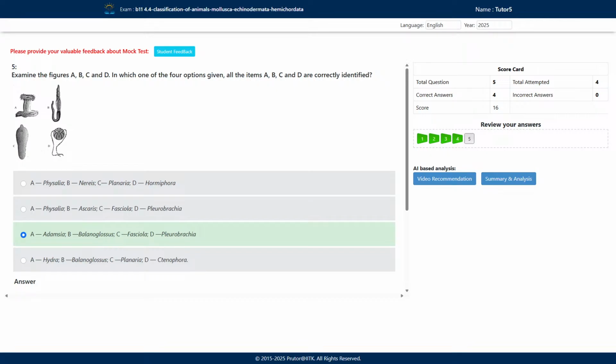Now please attempt the test which is on 24th. So on 24th you have a test. So you have to attempt that test so that we can analyze you. Clear? So that is very important.